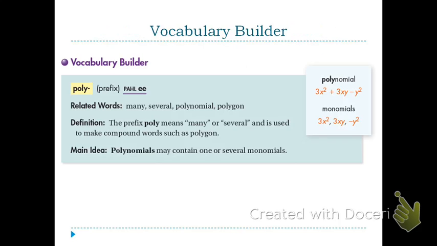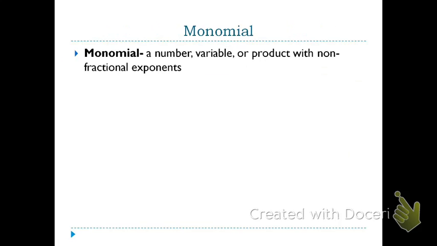One of the first words that you need to know is polynomial, and if we break that word down, it starts with the word poly. Poly means many. So this is an expression with many terms, or basically more than one term. A monomial is a number, variable, or the product with non-fractional exponents. It's basically just one term as long as the exponents are not fractions or negatives, because a negative does matter.